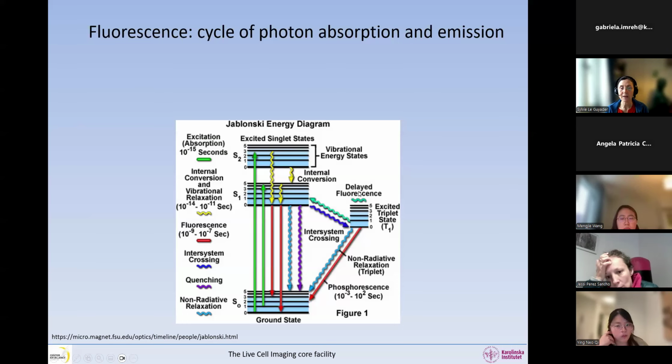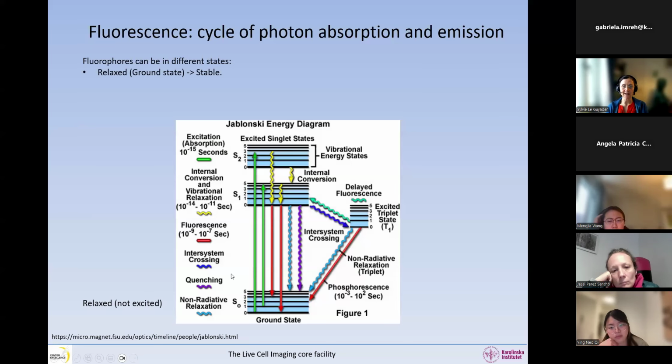And in the triplet state, you see it's delayed fluorescence, which means that it stays in this state for a little while, and this is actually quite stable. And then after a while, it fluoresces, or it goes back through shaking, losing energy. So if the fluorophore, when it's excited, goes into the triplet state, then the fluorescence is delayed. And we will see later what implication all this has for us. So the fluorophores can be in several states. The relaxed state is very stable, it's the ground state, but the excited singlet state is very unstable.